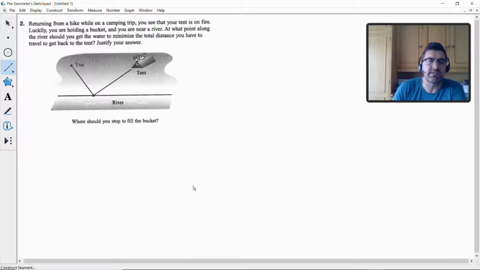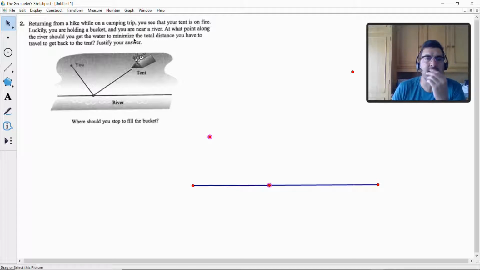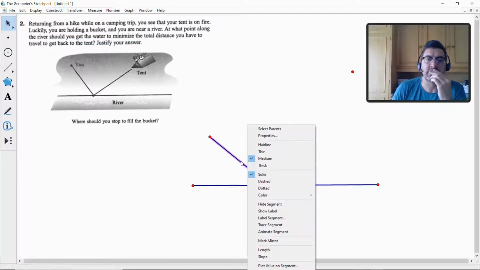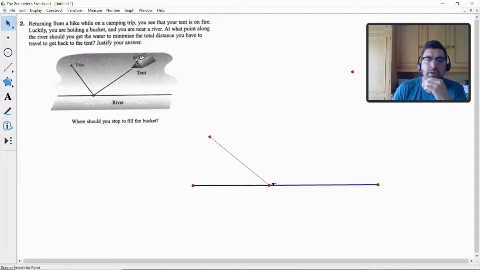Okay, now let's see how Sketchpad can help us. I'm just going to draw any line segment. Then there is where we are now, or where you are, and that is where your tent will be. Okay, so we're going to tell Sketchpad to please measure this distance for us. Or let's just construct the line segment first. Construct the segment. That is going to be a path we're going to walk.